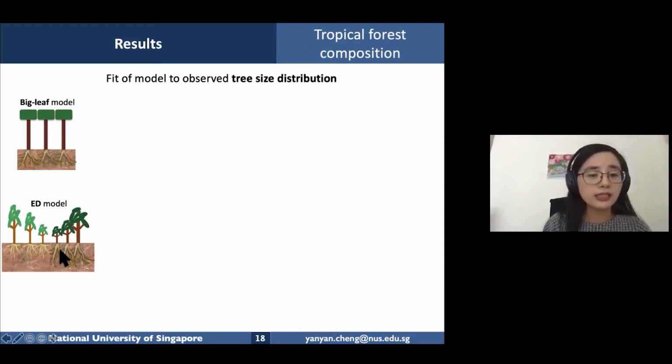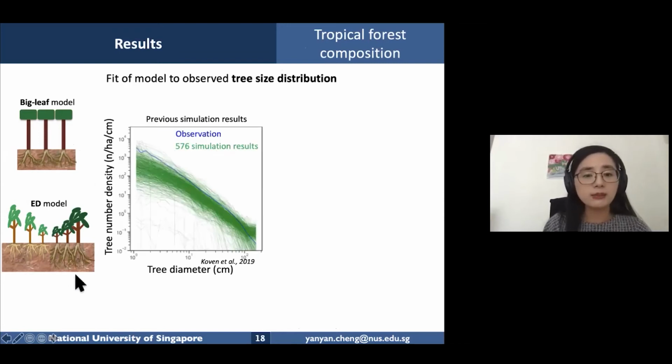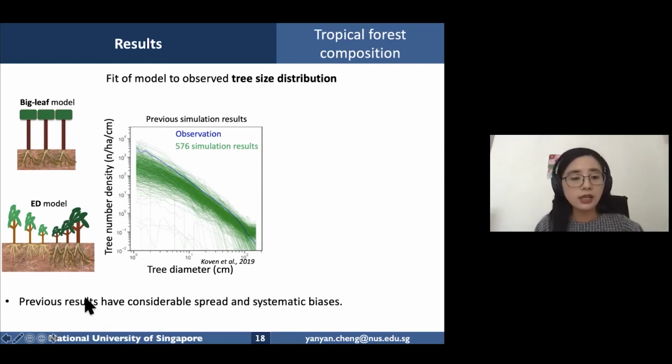So we can simulate the different sizes of the different species. Here are the results, with the x-axis for the tree diameter and the y-axis for the tree number density. This is for previous simulation results. Here, the blue color is the observation, and the green color is more than 500 simulation results. So we can see these previous results have considerable spread and significant bias.